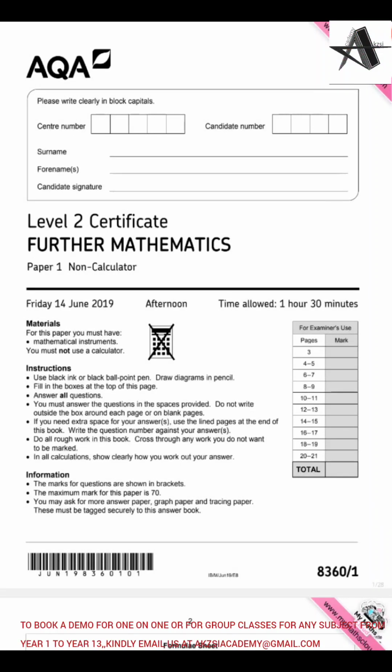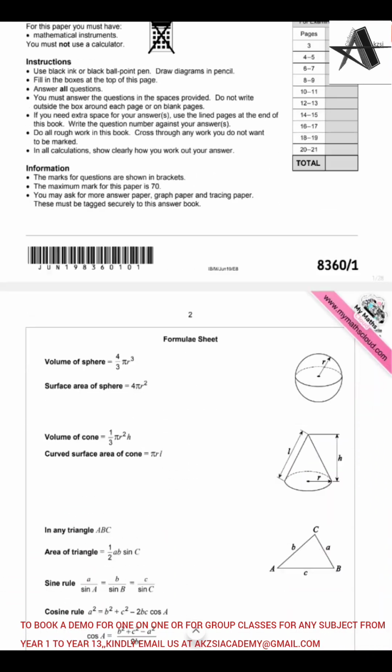Welcome everyone. Today we are doing AQA Further Maths Non-Calculator paper 1, of June 2019. You can clearly see that this paper has a maximum of 70 marks and is 1 hour 30 minutes long. So let me start with the questions.